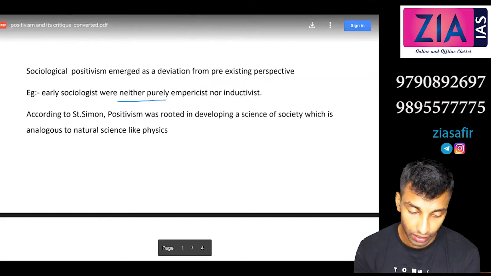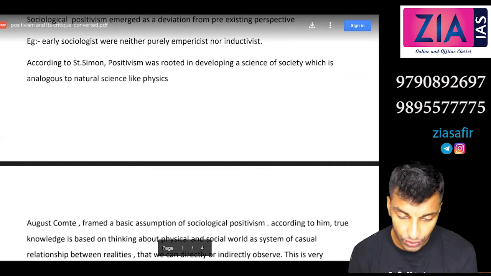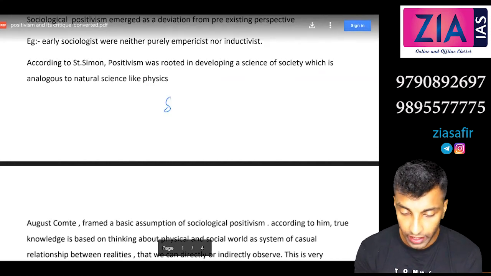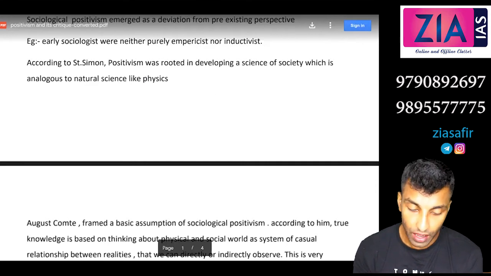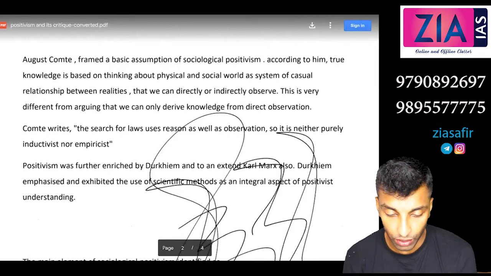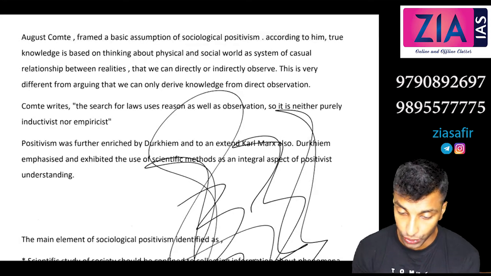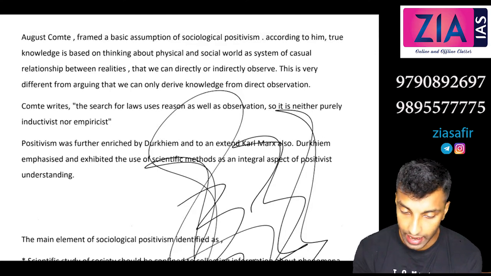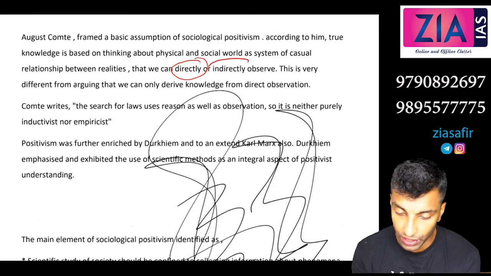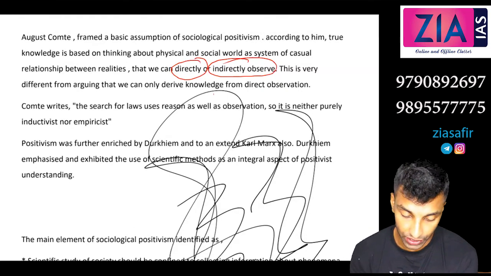You can see here in the coming paragraph, according to Saint Simon, positivism was rooted in developing a science of society which is analogous to natural science like physics. I've told you already, he even dreamt of social physics similar to natural science physics. Auguste Comte framed a basic assumption of sociological positivism. According to him, true knowledge is based on thinking about the physical and social world as a system of causal relationships between realities that we can directly or indirectly observe. The key word so far has been directly observe; now he is talking about indirect observation also. This is very different from arguing that we can only derive knowledge from direct observation.